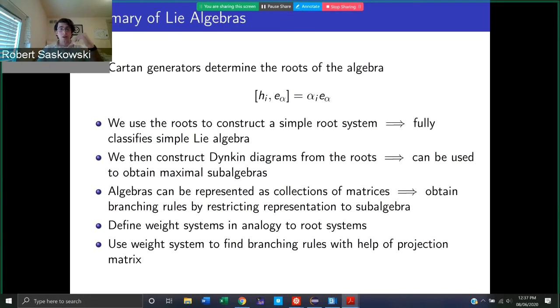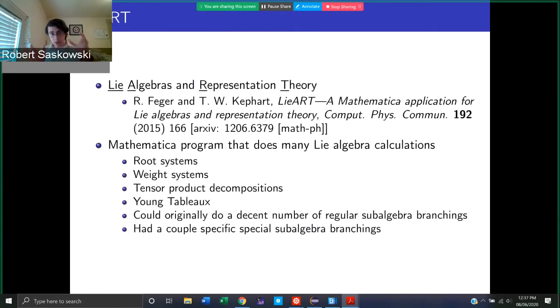So, now that I've given you a bare bones introduction to the algebras, I want to talk about the LieART Mathematica program, which is what I actually mainly worked on. So, the original LieART program was first developed by Robert Feger and Tom Kephart, and was first published in about 2015, though I think the first version was released in about 2012. And LieART just stands for Lie Algebras and Representation Theory.